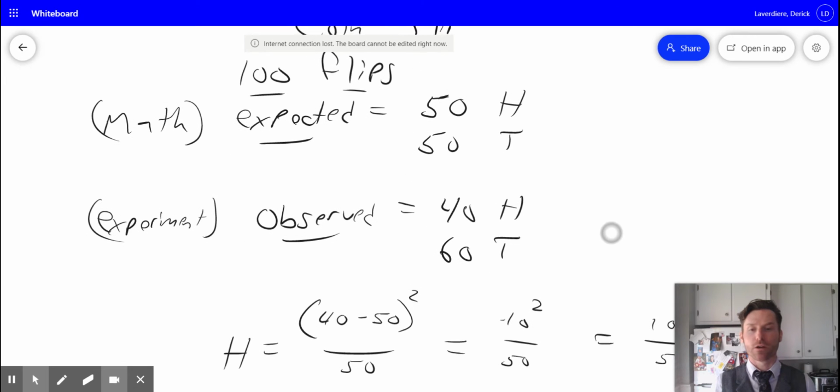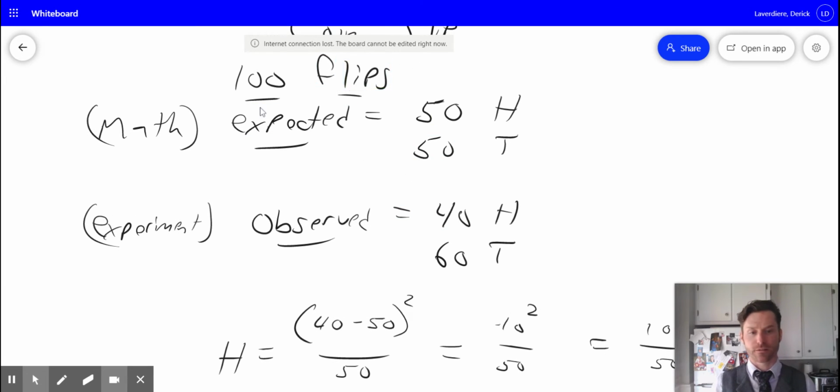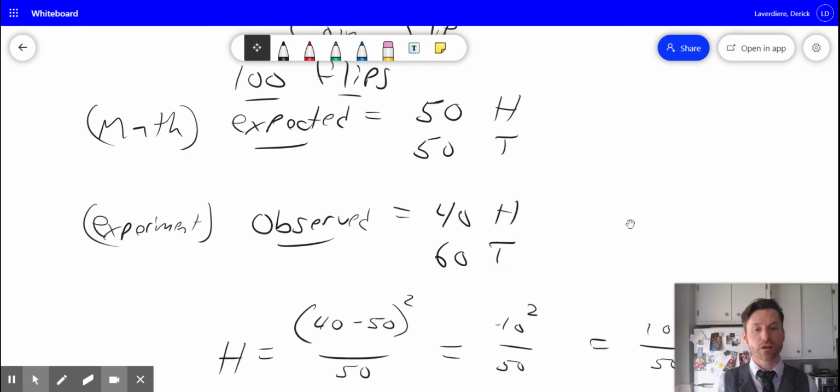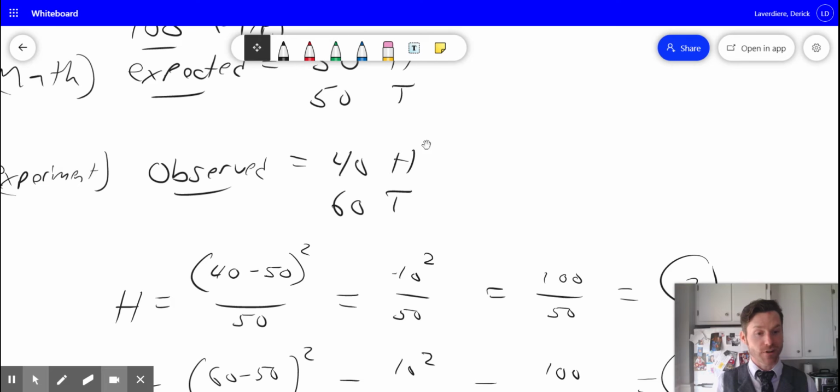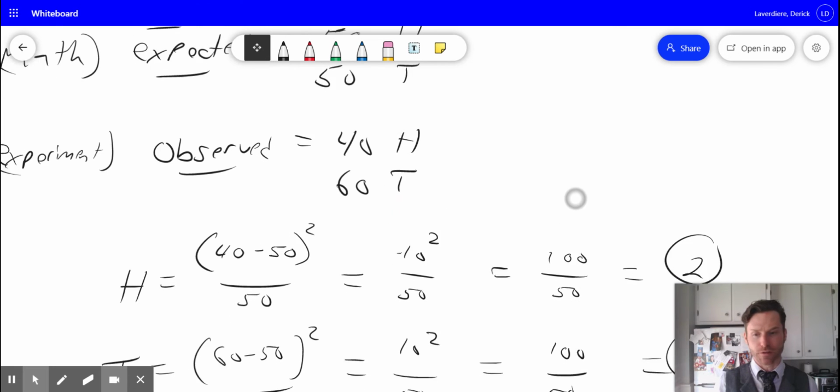Now, if I actually do this flipping experiment and I observe through experimentation that 40 of those flips resulted in heads and 60 of those flips resulted in tails, the question is: is that random, or is something changing the way this coin flips? Is there some reason why I got more tails than heads other than random probability? So that's what chi-square analysis is doing.